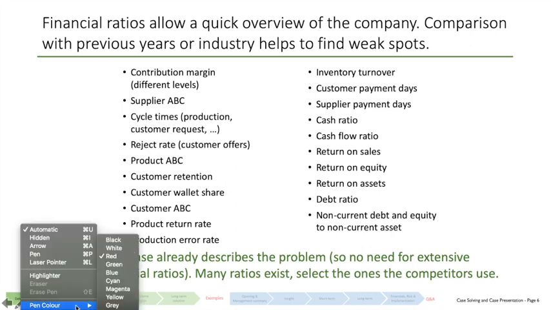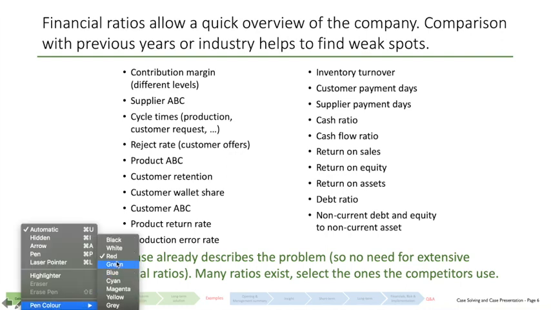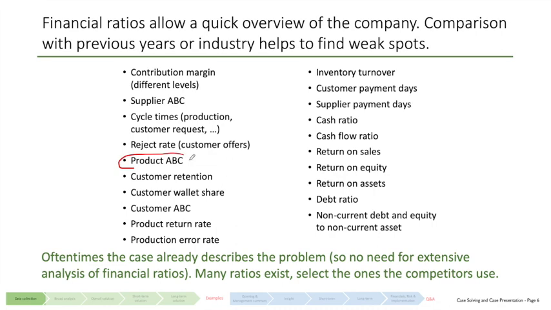I personally like ABC analysis, for instance. ABC analysis is something that I really, really like. Yes, so that gives us a very fast overview of products that are very strategic, and things that are maybe not so strategic, yes, but also things like inventory turnover. These are ratios that indicate how fast we can actually serve our customers.